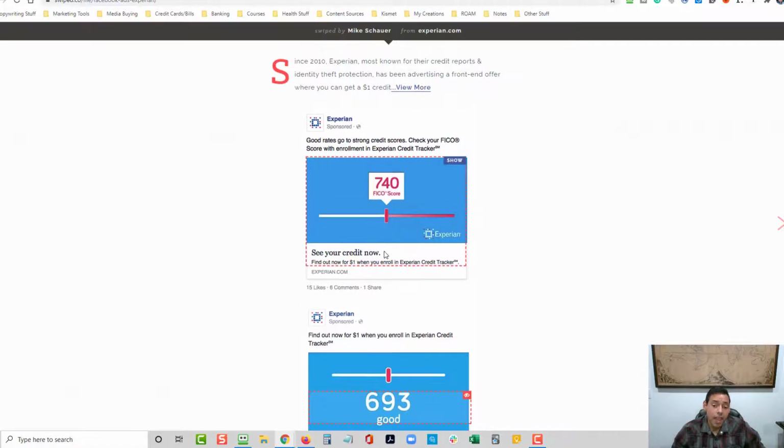And then at the end, you'd probably either click on the ad or maybe you would read up here the sort of post info. So: "Good rates go to strong credit scores. Check your FICO score with enrollment in Experian Credit Tracker." So right then and there, again, this is a very, very straight up offer. They're not trying to hide the ball here. They're not trying to give away a report or teach you about credit. They're just saying, want your score, click here now, get your score. You can read what these comments were. So "find out now" or "see yours now" is used in all their ads.